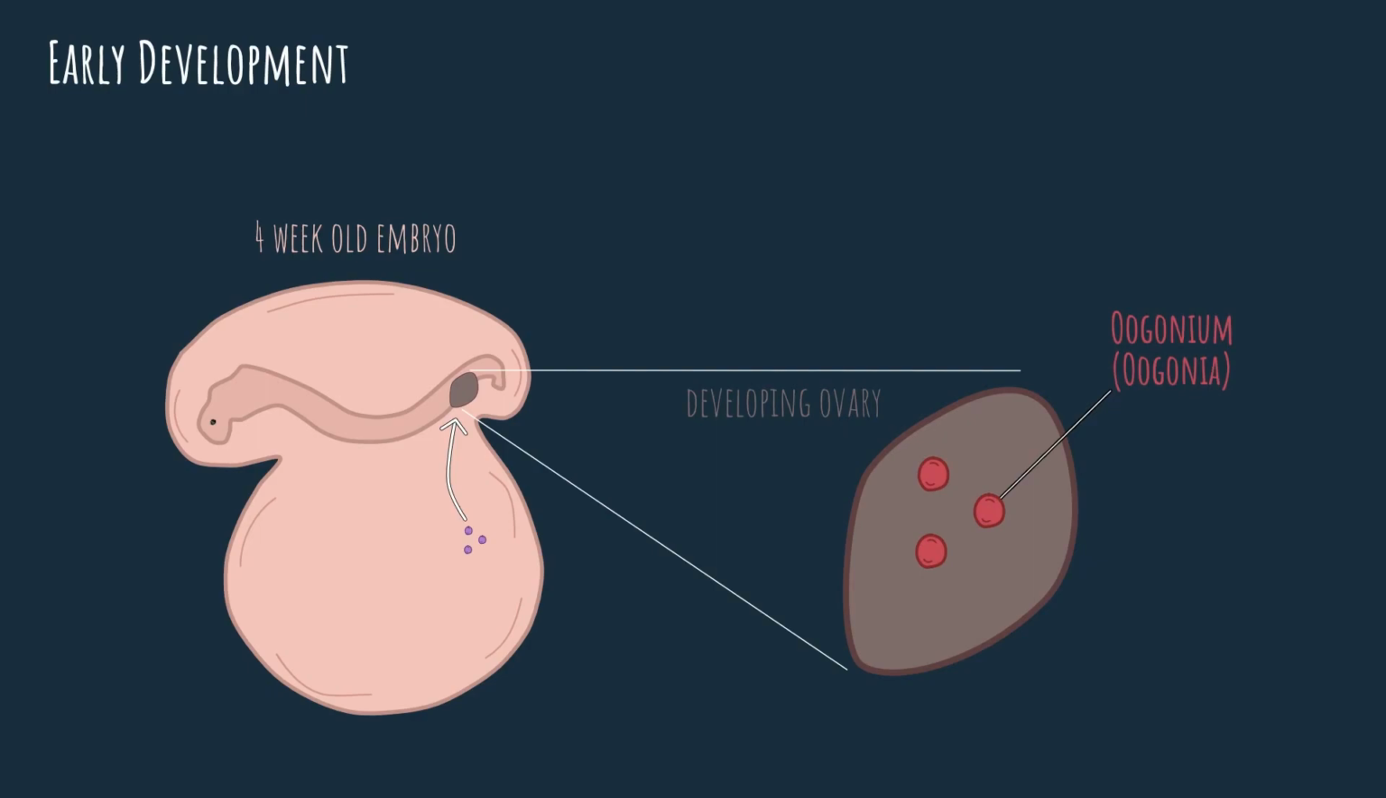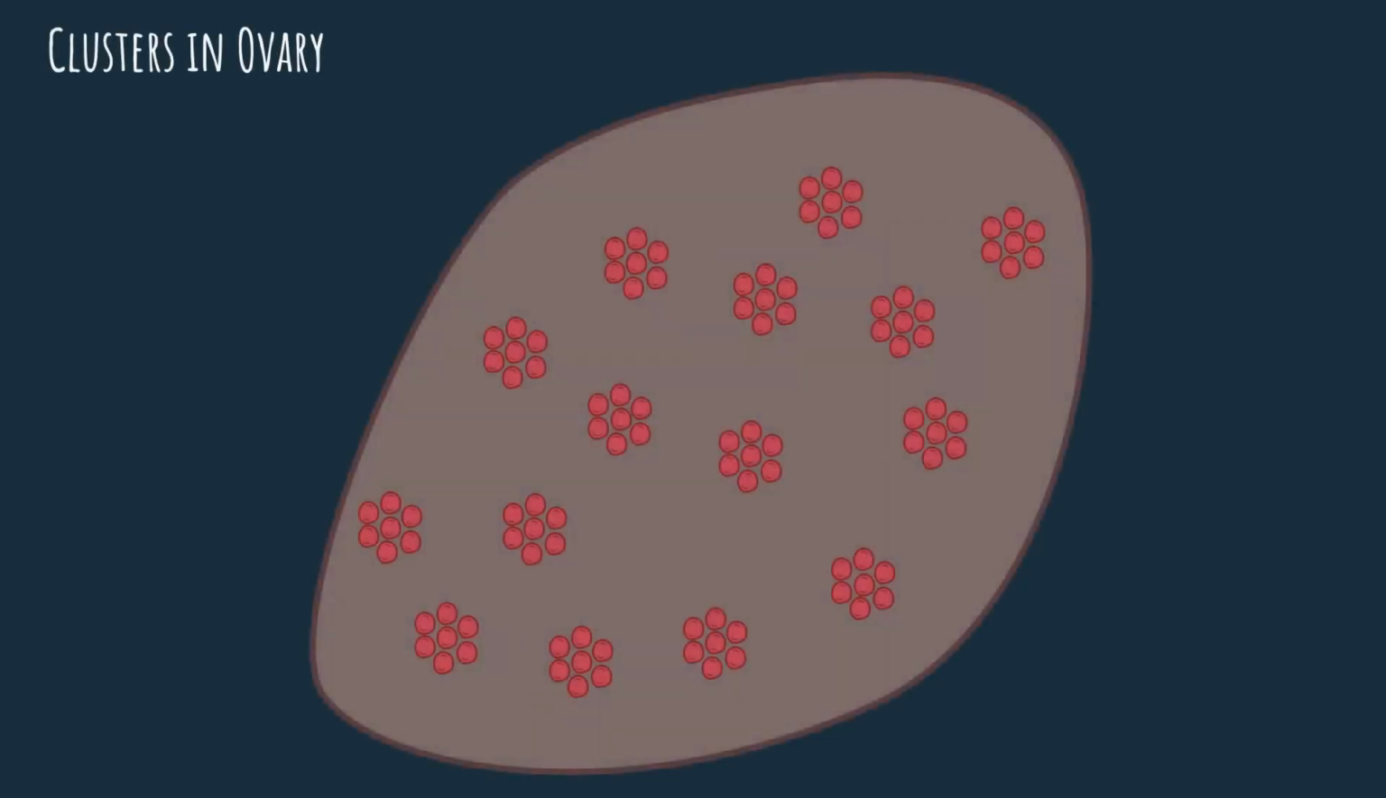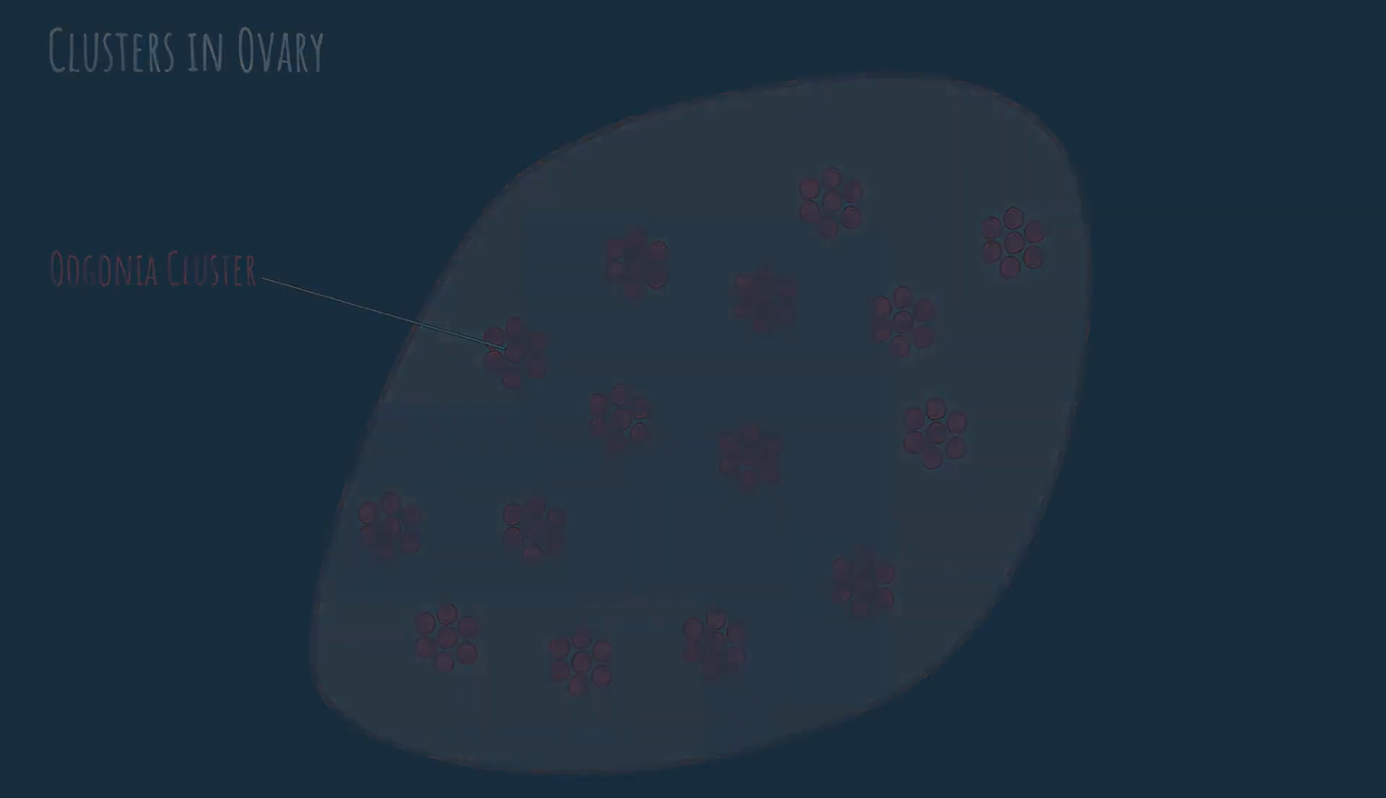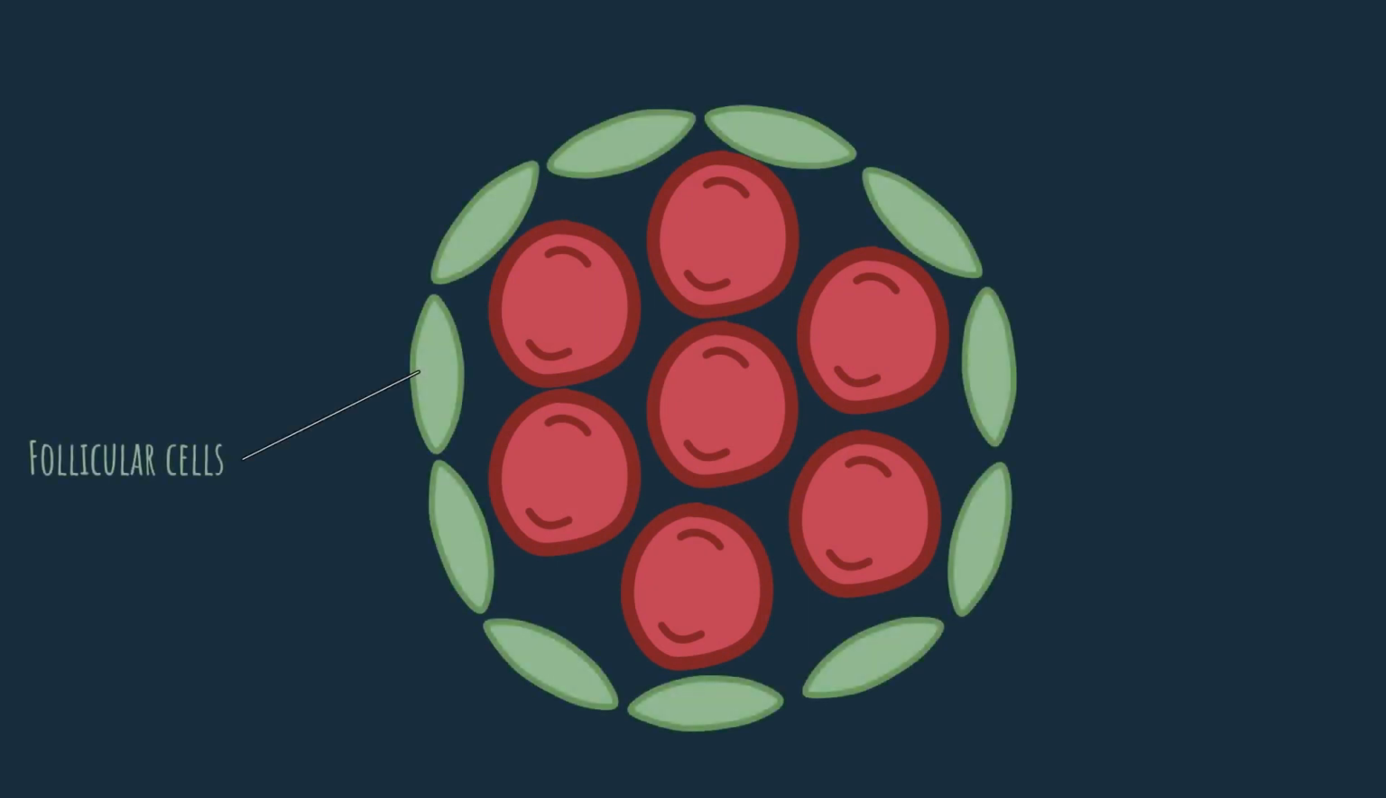So let's take a closer look at the oogonia inside the ovary and see what they do. At this point, the oogonia have a simple role. All they do is expand their numbers like hell through mitotic divisions. These divisions form the many clusters of oogonia that we see here on the screen. Let's take a deeper look at one of these clusters. We can see that the oogonia are surrounded by another type of cell. And these cells are called follicular cells. They have a very important role, and we'll get back to them in a moment. First, let's go back to the oogonia cells.